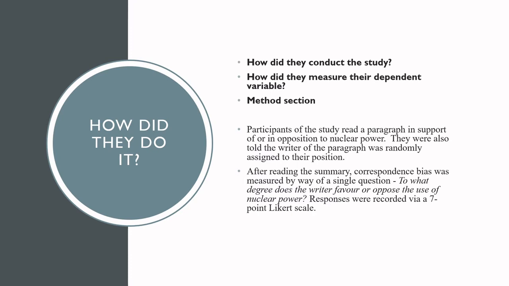And then I went into how the dependent variable was measured. After reading the summary, correspondence bias was measured by way of a single question. To what degree does the writer favor or oppose the use of nuclear power? And I also let readers know how those responses were recorded.